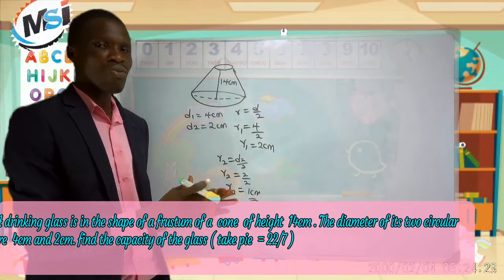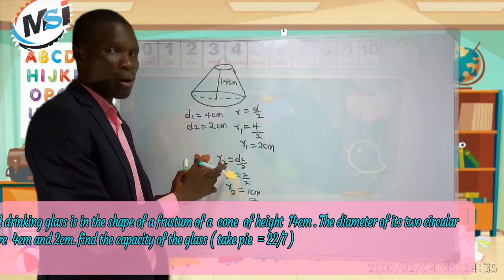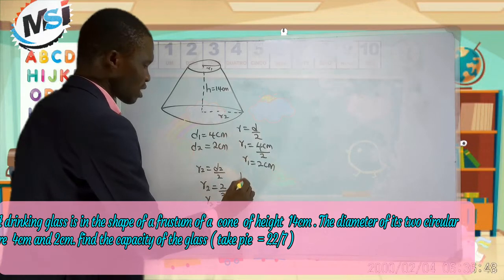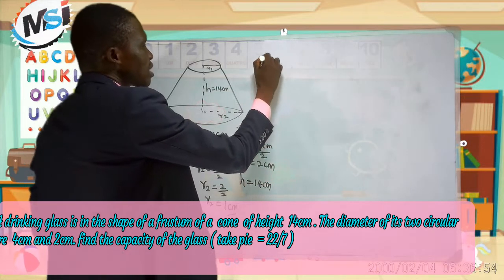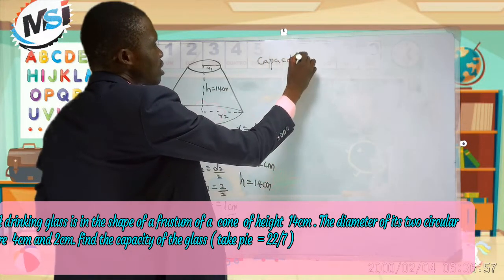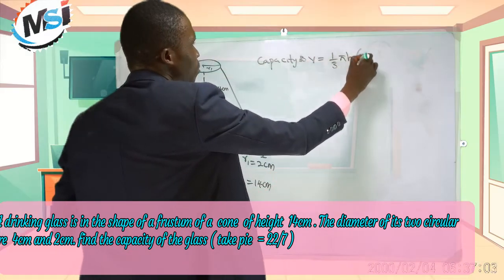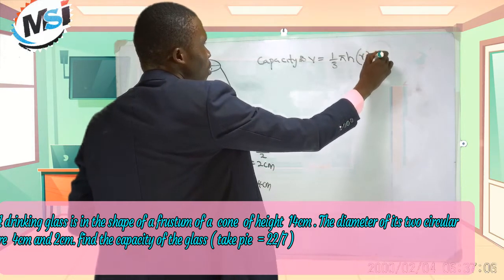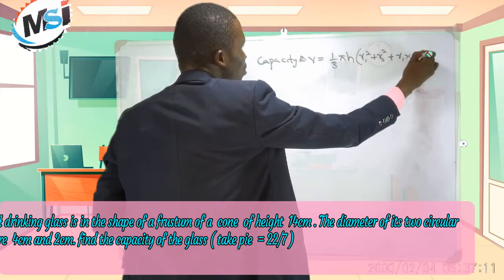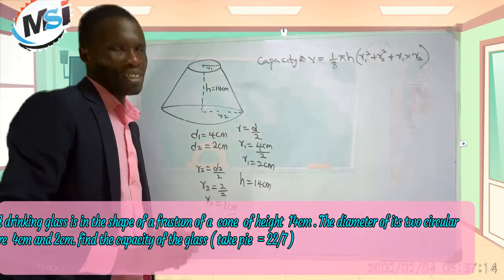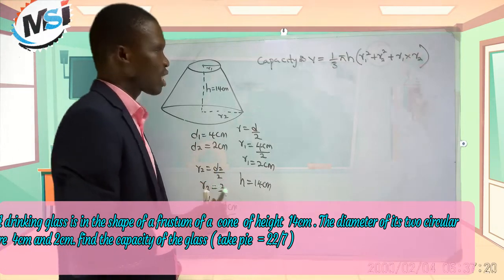And what is the question? Find the capacity of the glass, which is the volume of this frustrum. So you need to know that since our H is 14 centimeter, therefore the capacity, which is the same thing as volume, equals 1 all over 3 pi H bracket R1 square plus R2 square plus R1 times R2. I believe you can still remember this formula, right?